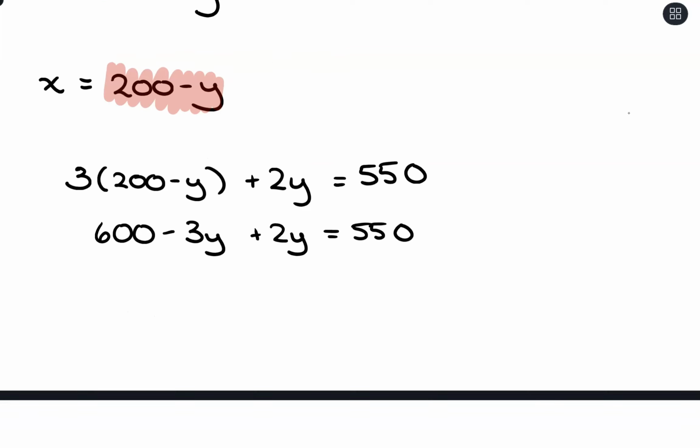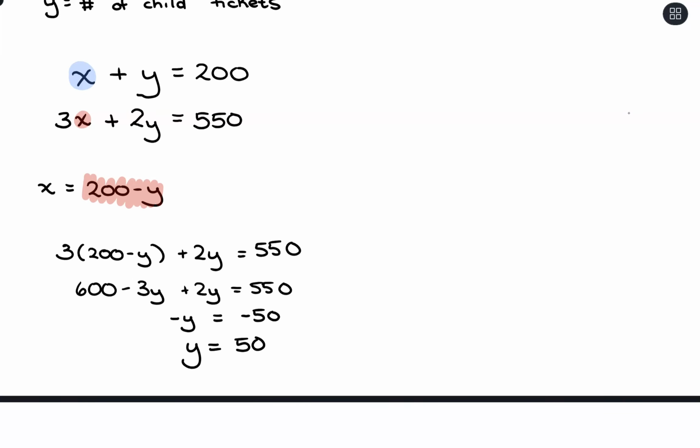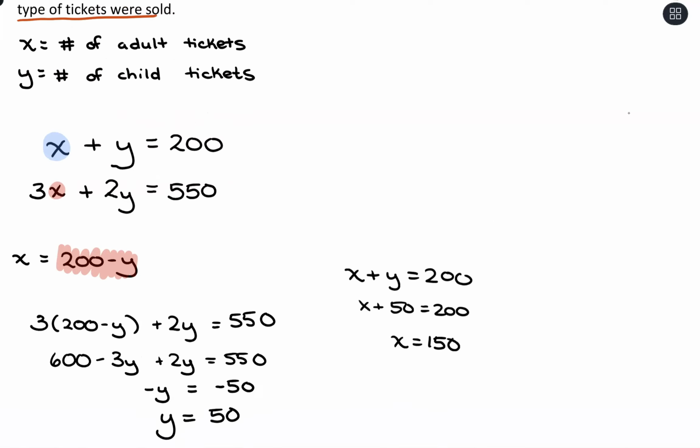I'm going to run out of room right there, but subtracting 600 from both sides, that'll be negative y equals negative 50. So y is going to be positive 50. And then we have that x plus y is equal to 200. So x plus 50 is equal to 200, so x is going to need to be 150.